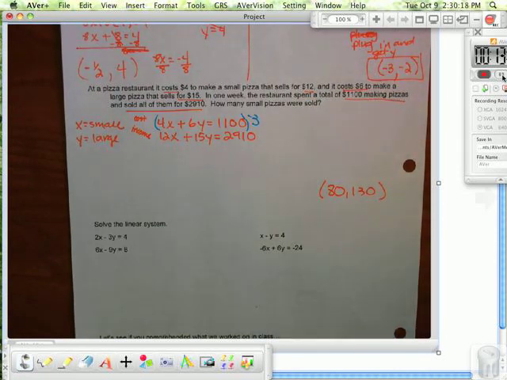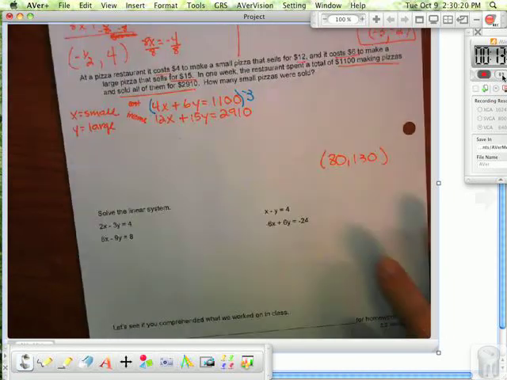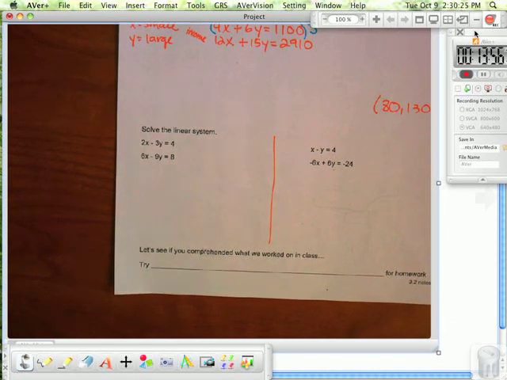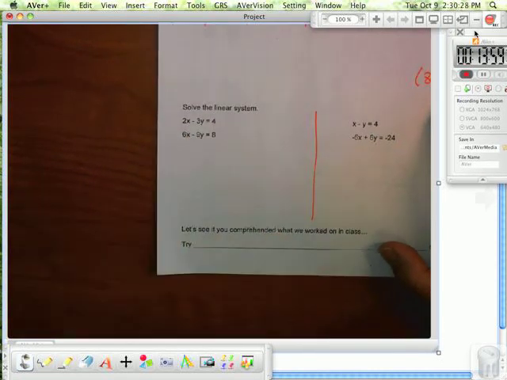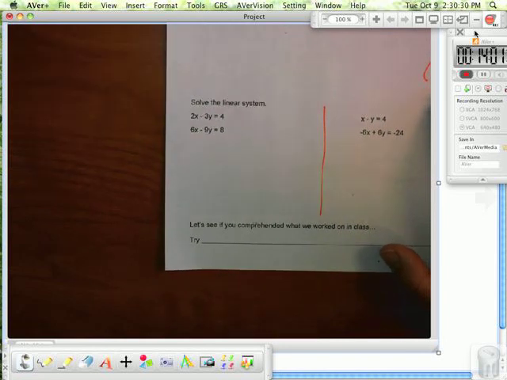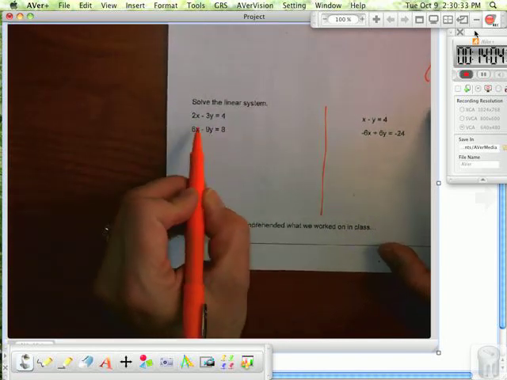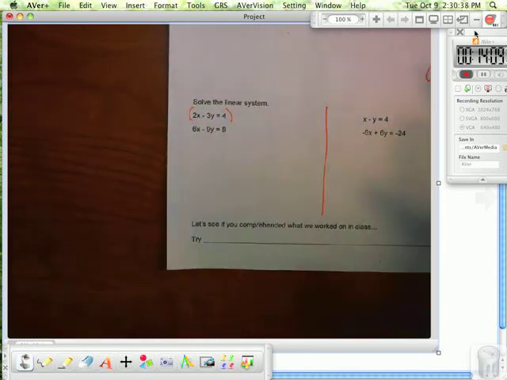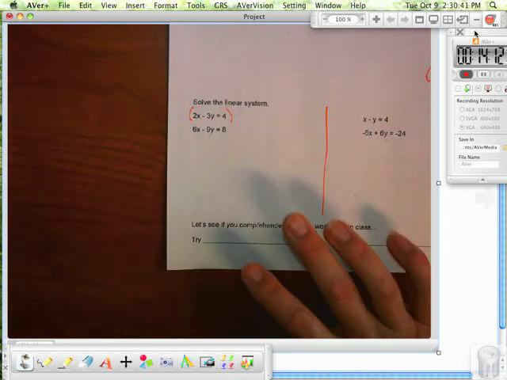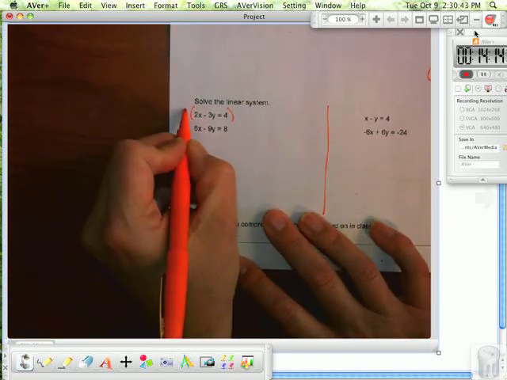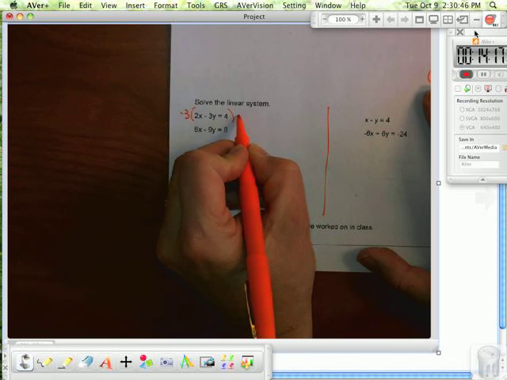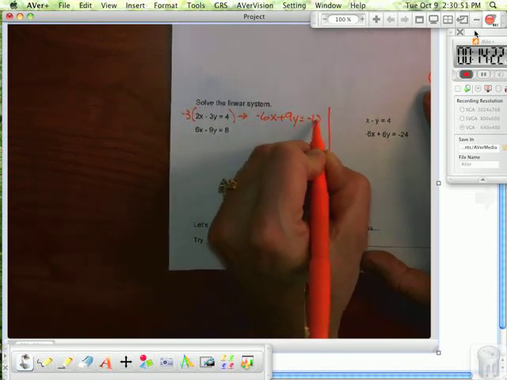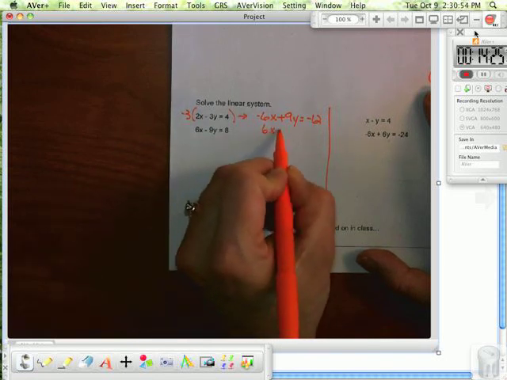Okay, 2 special circumstances here. I got to show you these 2 special circumstances real quick. Solve the linear system. I want to use elimination because I know what's coming. Yeah, we'll talk about that later. So I'm going to multiply this top one by what? It doesn't matter. What should I multiply by? 3. What kind of 3? So I'm going to go over here and I'm going to write negative 6x plus 9y equals negative 12. 6x minus 9y equals 8.